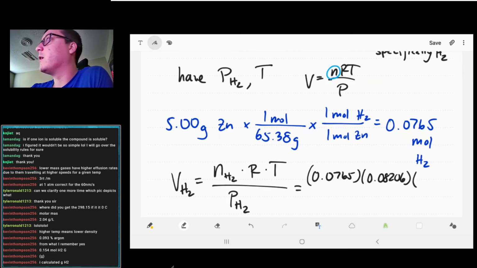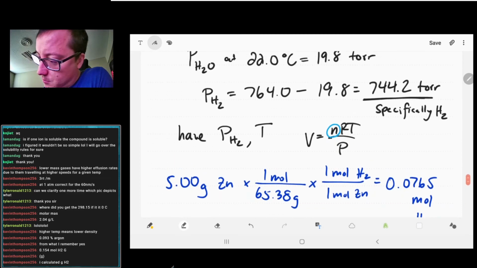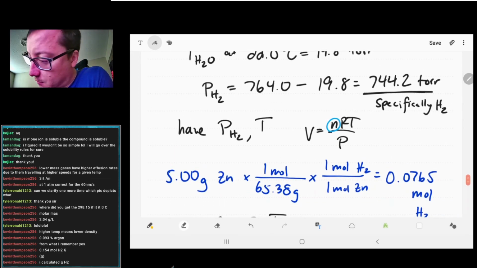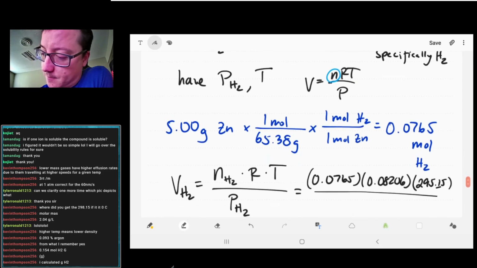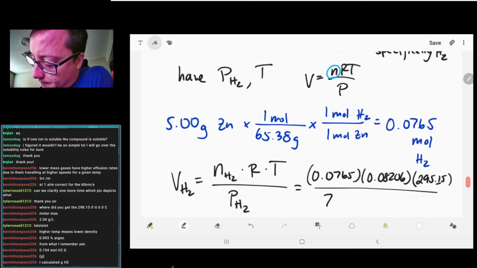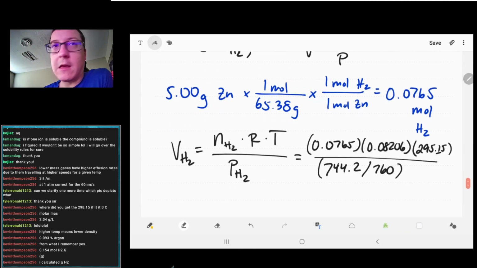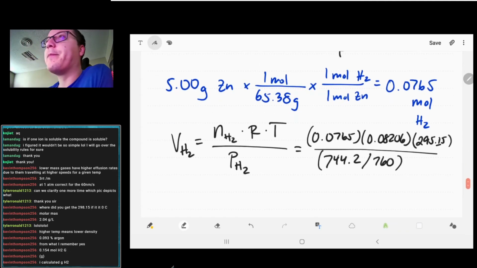Wow, what a complicated problem. 295. And the partial pressure was, oh my god, I didn't convert it to atmospheres. Shame on me. I'll just put it in. Sorry, my bad.